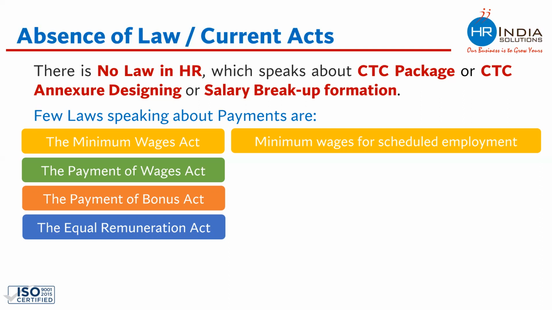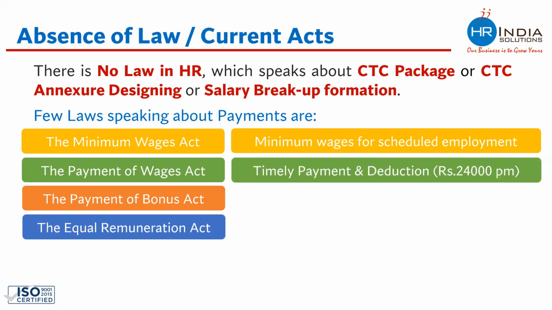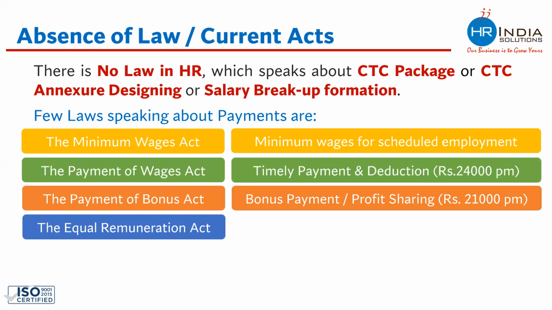The Payment of Wages Act says that payment should be done timely and there should not be any illegal deduction from the salary or wages. But these labor laws, neither the Minimum Wages Act nor the Payment of Wages Act, cover each and every employee in India. They only cover a limited number of employees. The Payment of Wages Act covers only those employees whose salaries are 24,000 per month or less. The Payment of Bonus Act says that every company should pay bonus or share their profit. But again, this labor law only covers those employees whose monthly salaries are 21,000 per month or less.